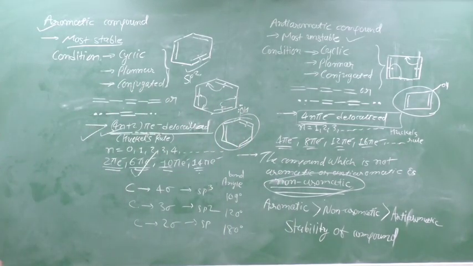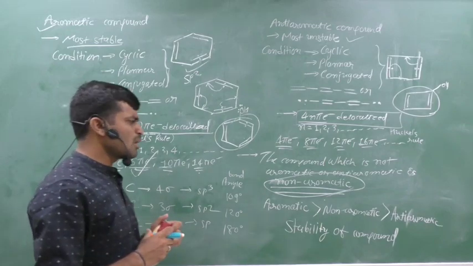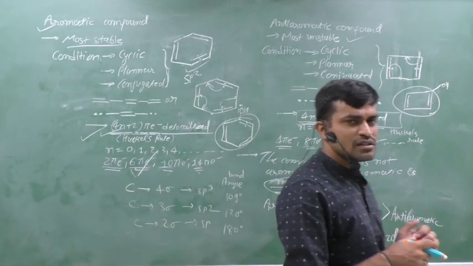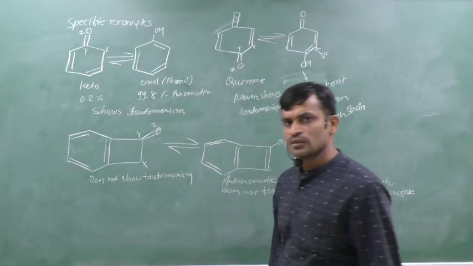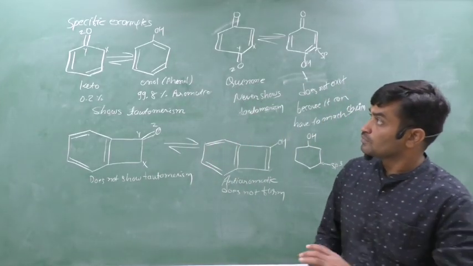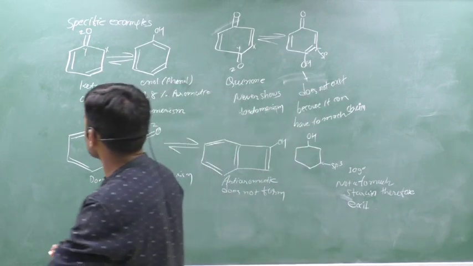Now we can think about some specific examples regarding tautomerism. It is like that. The next example is like that. We can have a compound like that.